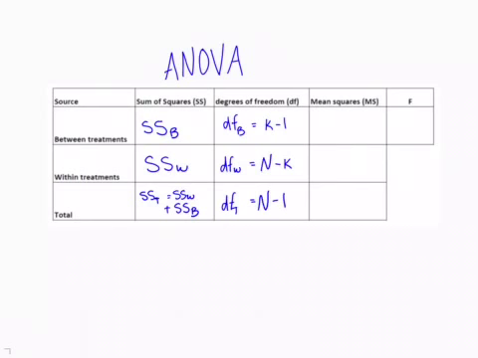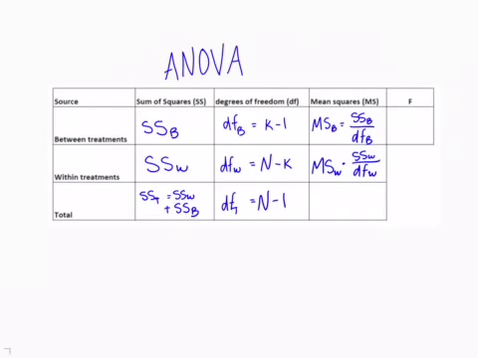Now, to calculate the mean square between is a ratio of the sum of squares between divided by the degrees of freedom between. Likewise, the mean square within is the sum of squares within divided by the degrees of freedom within.